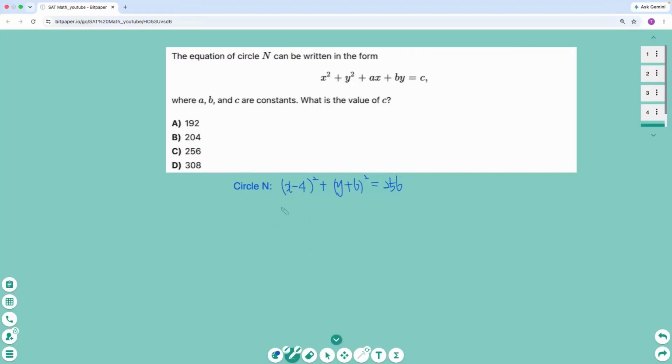We need to expand the equation. (x − 4)² is (x − 4)(x − 4), so x² − 8x + 16. (y + 6)² is y² + 12y + 36, equal to 256. Let's rearrange this. x² + y² − 8x + 12y. 16 plus 36 is 52. On the right, 256. Subtract 52 from both sides. x² + y² − 8x + 12y is equal to 204. Therefore, the value of c is 204, choice B.